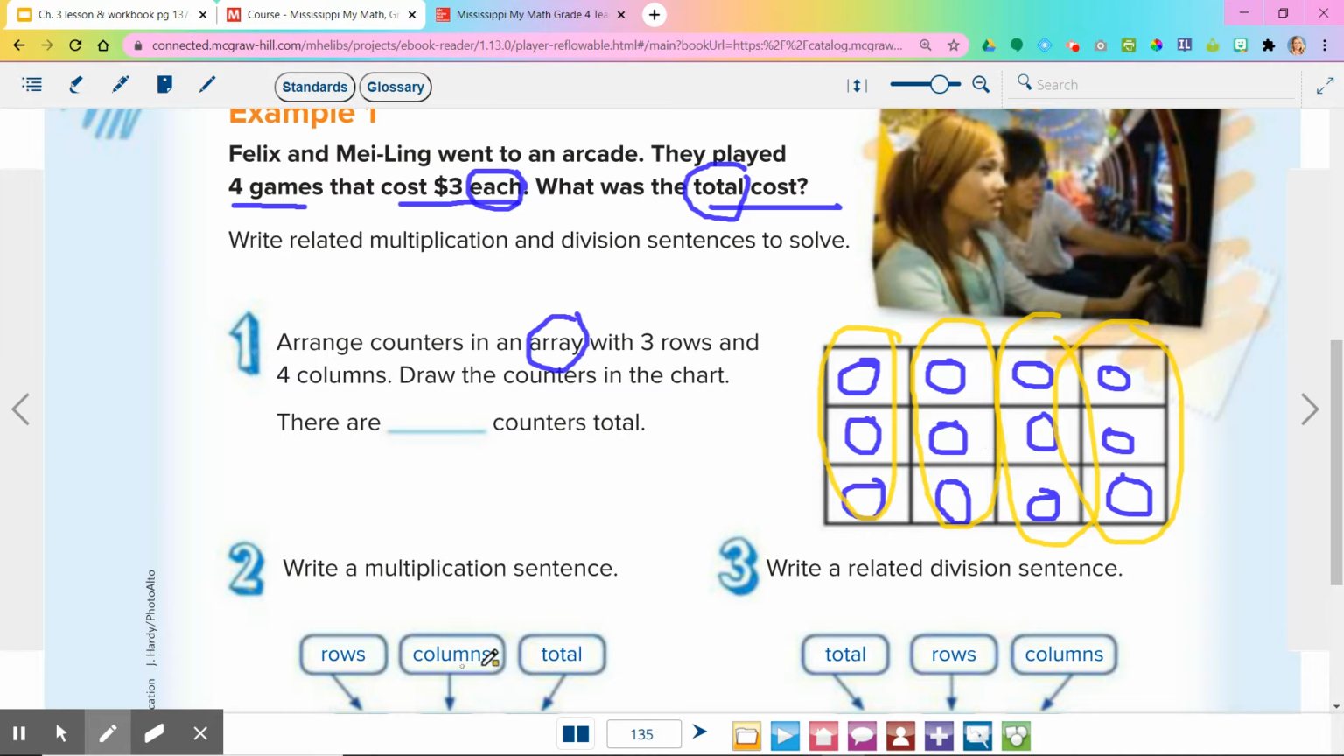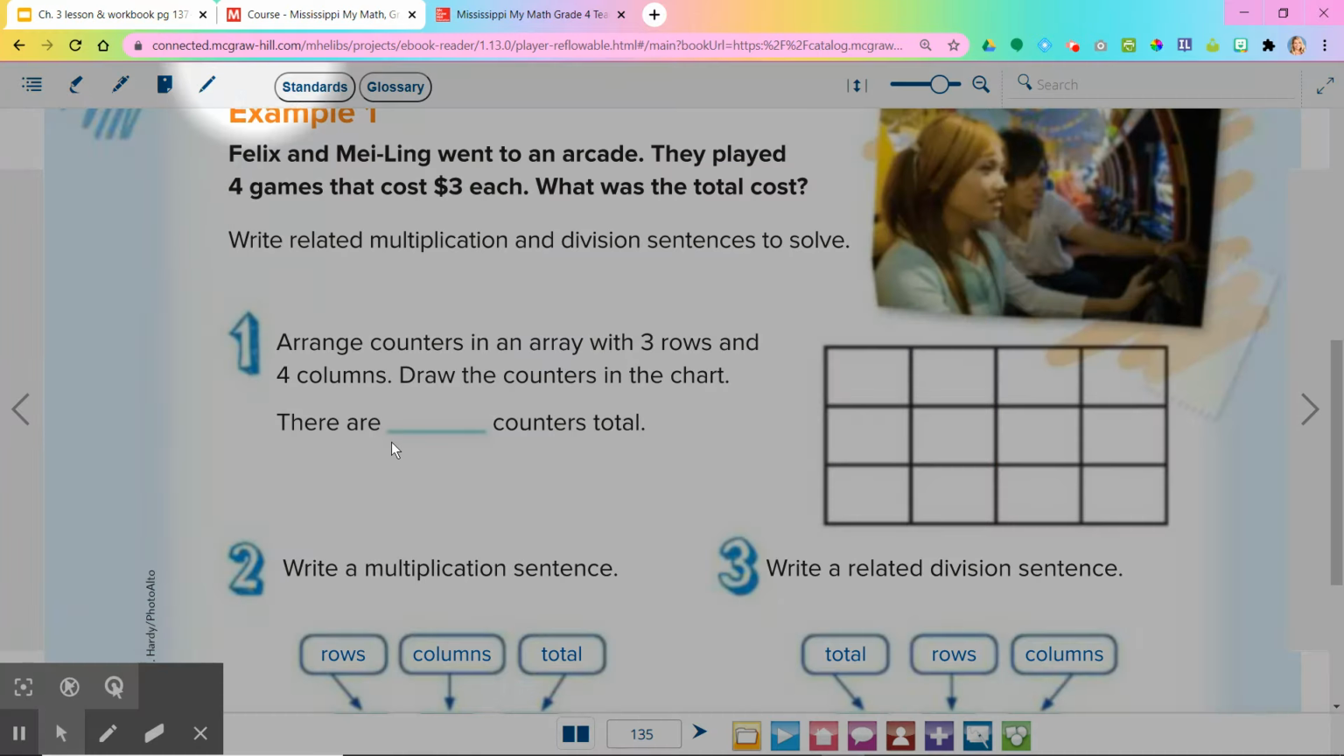So we could take and count the counters individually, but the easiest thing to do is let's count across the top. 1, 2, 3, 4. I have 4 across the top. Let's count along the column on the side. 1, 2, 3. We do have to count this one. And then I would take and multiply these 2 numbers. And so how many total counters I have is 4 times 3, which is 12.